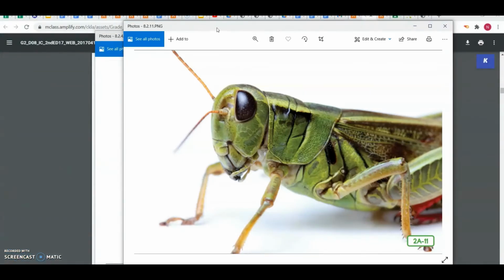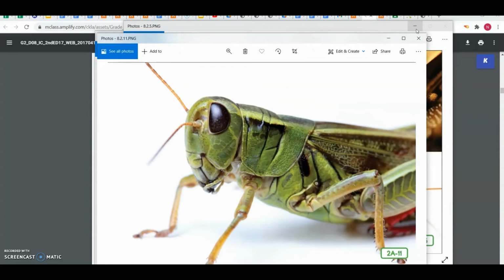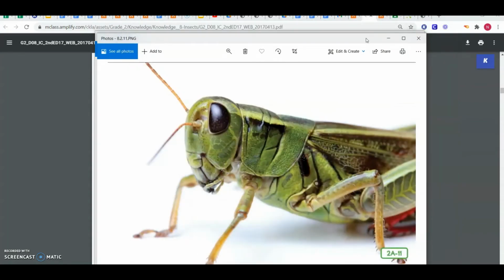In this picture of a cricket, we can see its thorax and its front legs. Remember, the thorax is the part of the insect's body where the legs and the wings are attached. And then its legs are right here attached to this middle section of its body, the thorax.